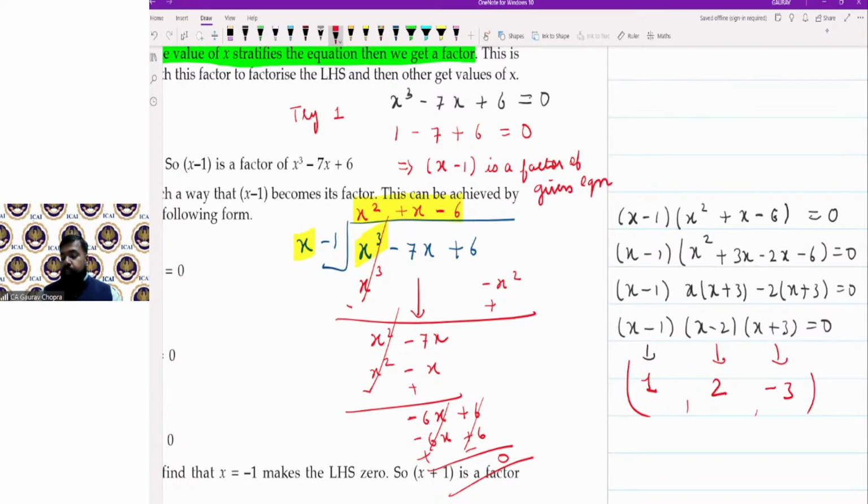So in this way we can calculate the values of a cubic equation. This is the first way. The second way is using options. Of course, you can always try options and then you will be able to easily find the answer. Okay.